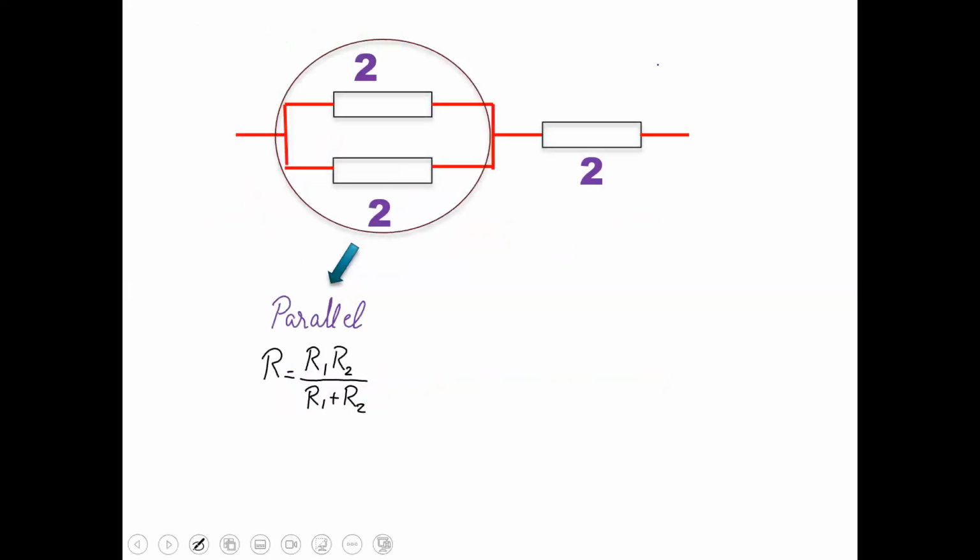Now, let's start the working. Look at these two resistors. They are in parallel. The formula for parallel is R1 into R2 upon R1 plus R2. So start working and first calculate the parallel resistance. Let me know what you get.